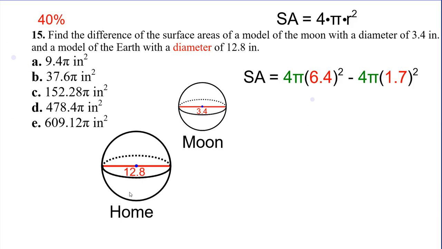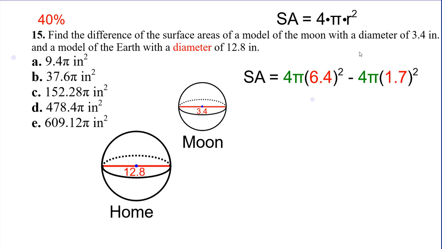15. Find the difference between the surface areas of a model of the moon with a diameter of 3.4 and a model of the Earth with a diameter of 12.8 inches. So here we have home, Earth. That's where I live, and the moon. And again, these are given in diameters. So for our formulas, we have to adjust it for the radius. So half of 12.8 would be 6.4, and then 1.7 is half of 3.4.